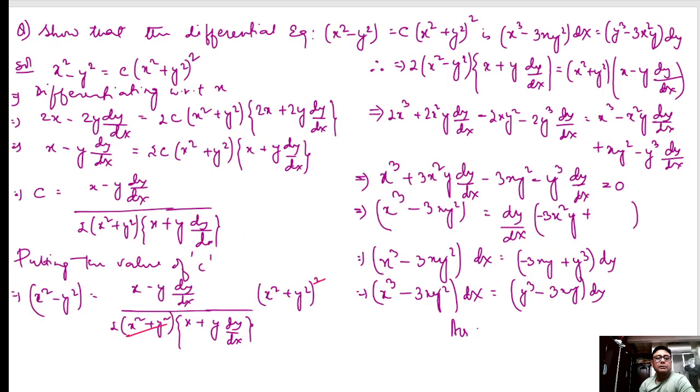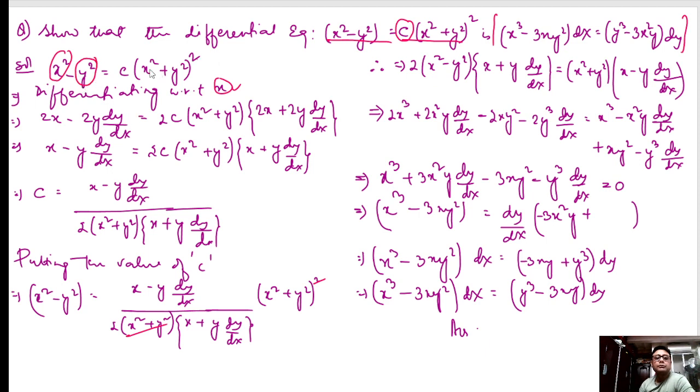Next, friends, show that the differential equation is this, our equation, and the answer is this. So here we see that only one constant is there. So differentiating with respect to x, this becomes 2x, this becomes 2y dy by dx.